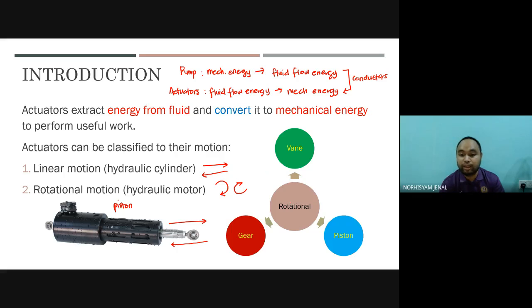In rotational motion, it is the same as a pump. We have gear, vane, and piston. We still have different rotations for piston, but usually, if you are talking about rotational motion, we have these three. So the same as pump, we have vane, piston, and gear. This one we have a linear motion or hydraulic cylinder. So this one is what we call a hydraulic cylinder.